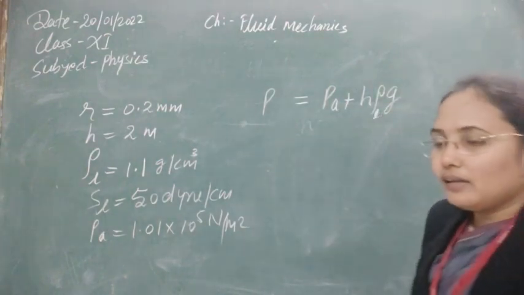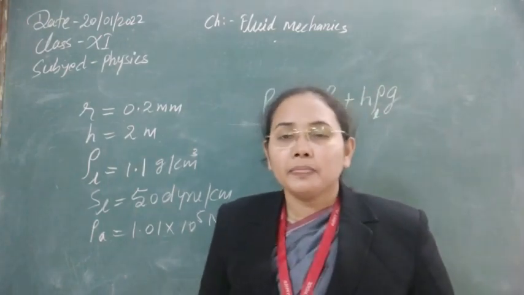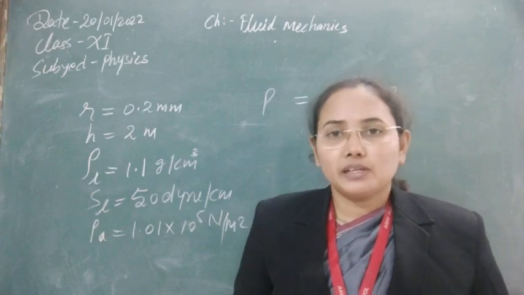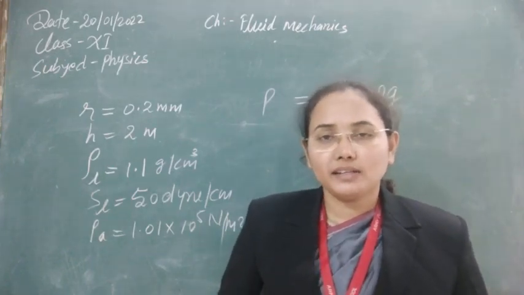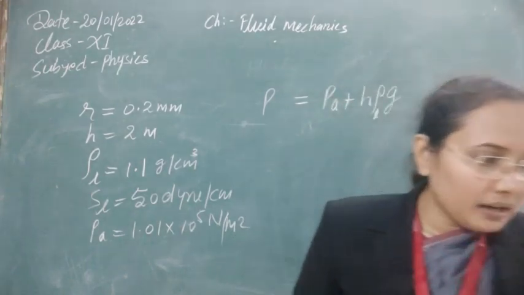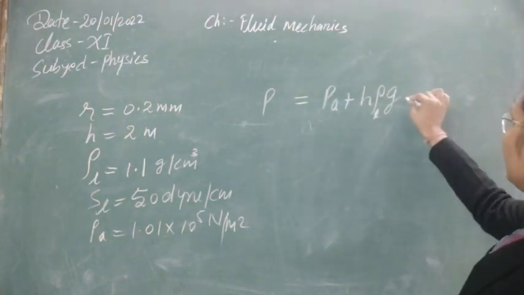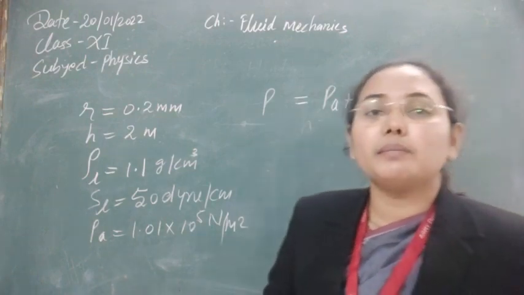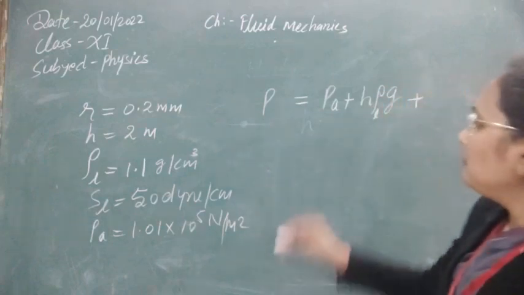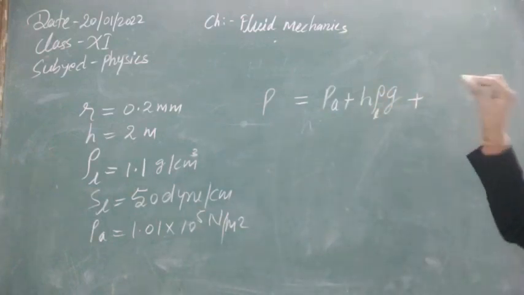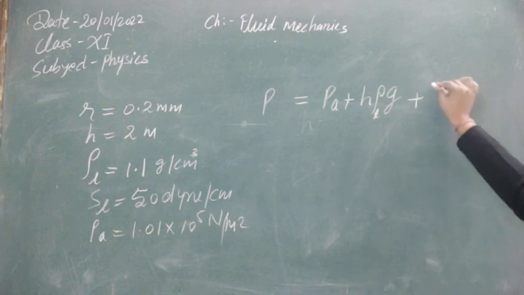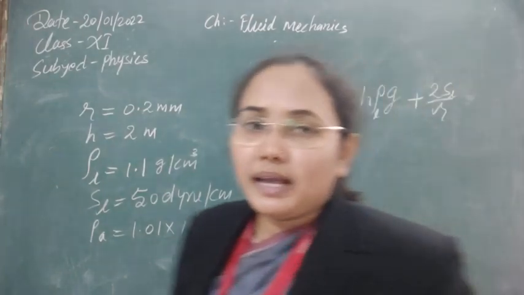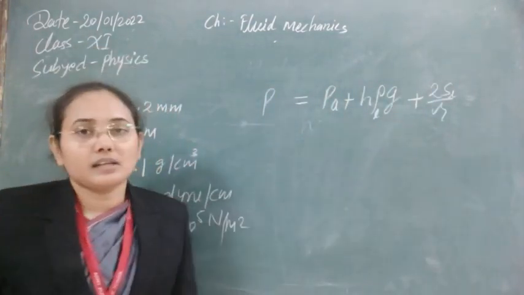But along with that, as we know, due to the air bubble and its surface tension, it has additional excess pressure due to its curved surface, that is the spherical surface. So that excess pressure is also applied here. So the net pressure inside the air bubble will be equal to Pa plus h rho g, plus the excess pressure, which for the air bubble is 2S upon r here. As the air bubble has only one surface, this is the excess pressure.